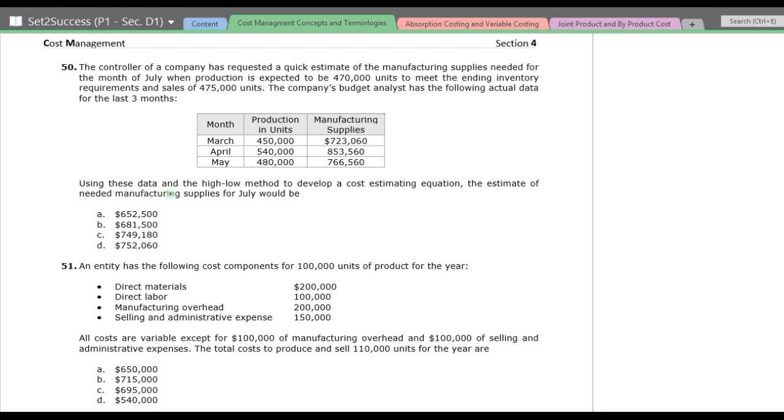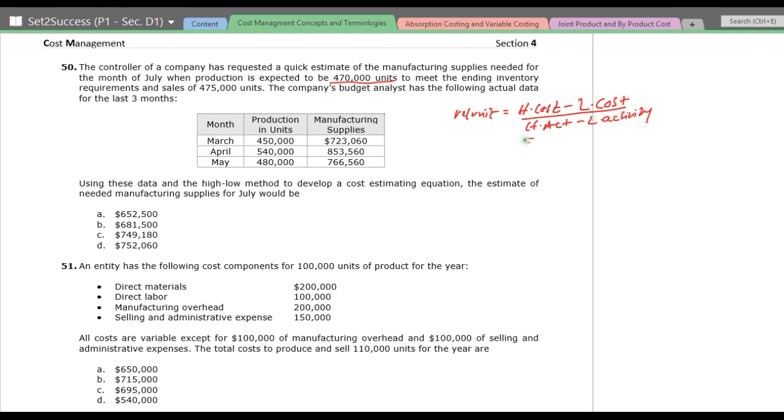Using these data and the high-low method to develop a cost estimating equation, the estimate of needed manufacturing supplies for July would be... So they are asking for the high-low method and the cost for 470,000 units. So let us find the cost at 470,000 units. First we need to find the variable cost per unit. The variable cost per unit is highest cost minus lowest cost, divided by highest activity minus lowest activity.